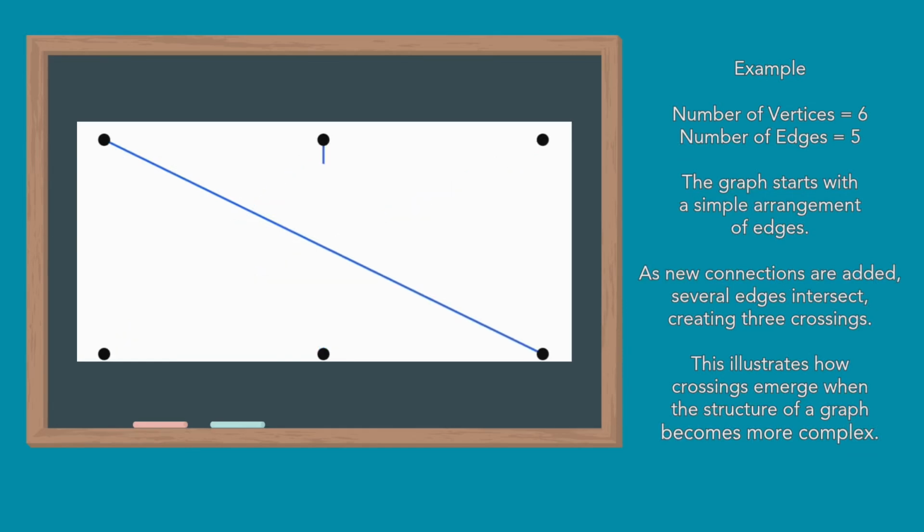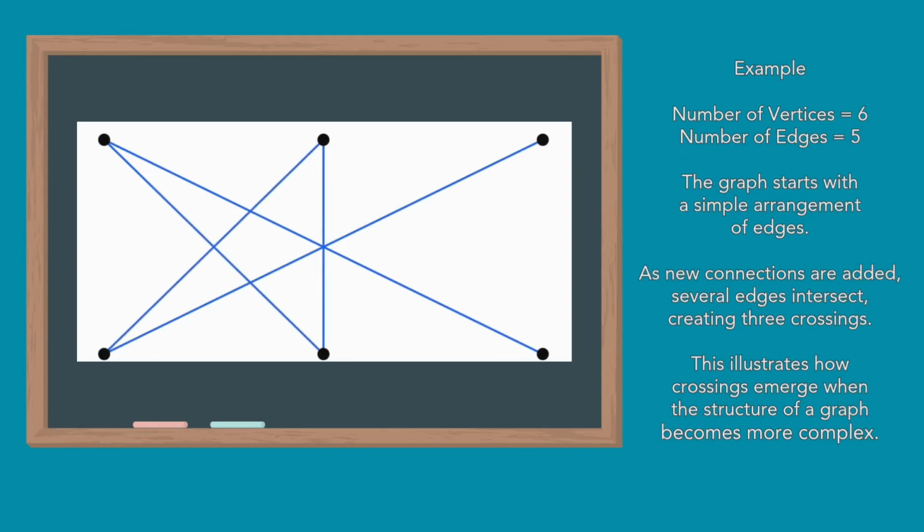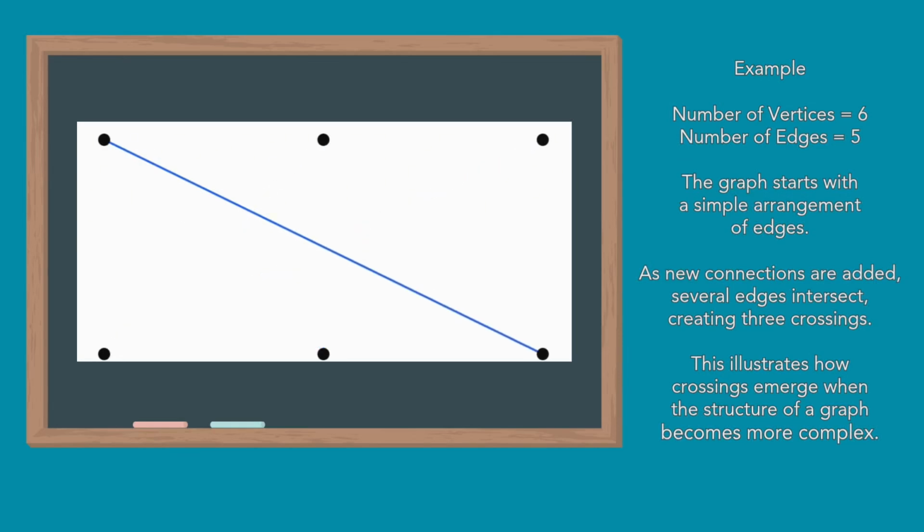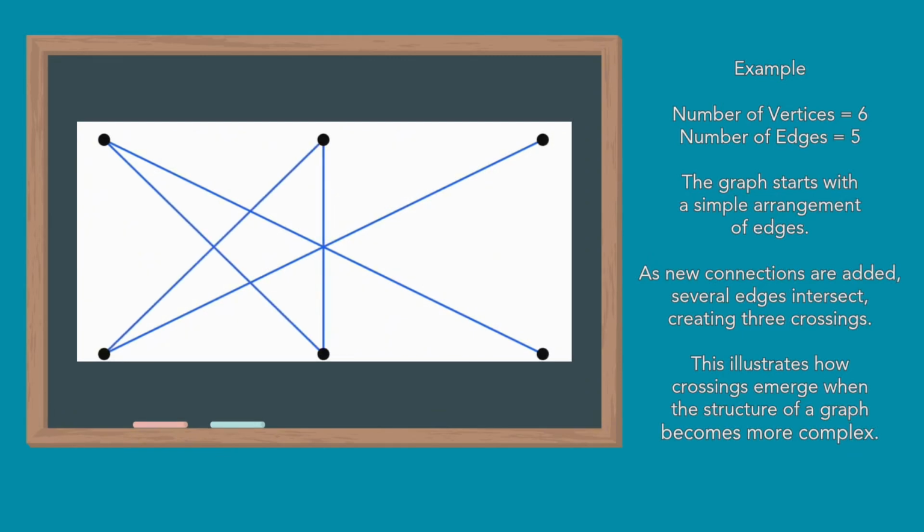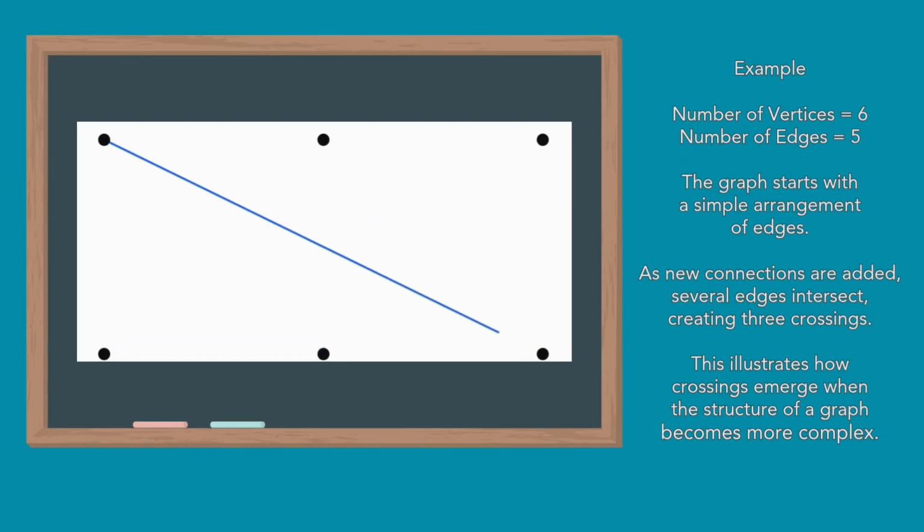The presence of crossings often indicates a higher level of structural complexity, especially when multiple connections must be represented on the same plane. As the number of connections increases, the likelihood of edge intersections also becomes greater. This example demonstrates how a graph with 6 vertices and 5 edges can produce 3 crossings, illustrating the relationship between graph connectivity and the emergence of crossings in a graph drawing.